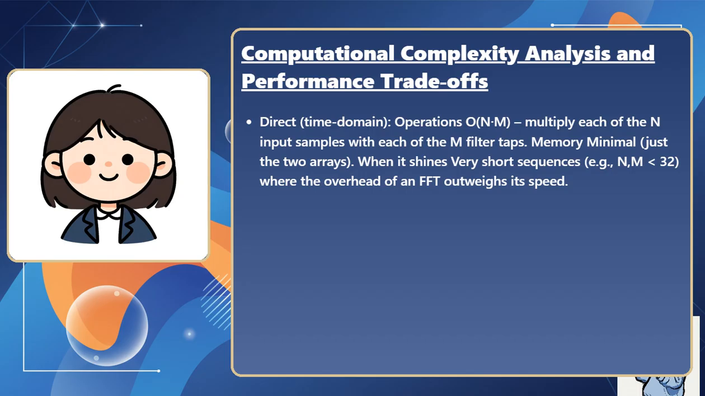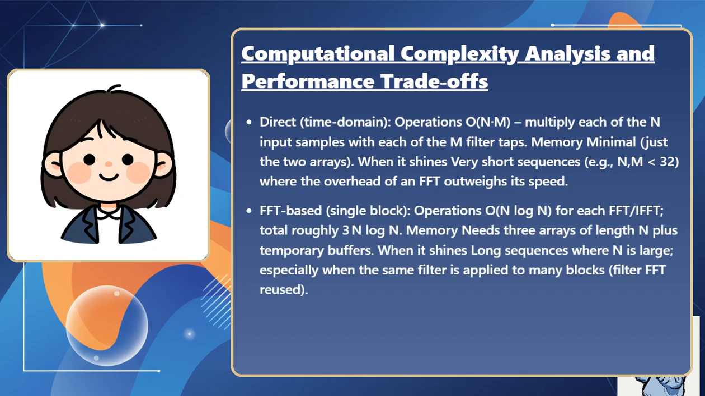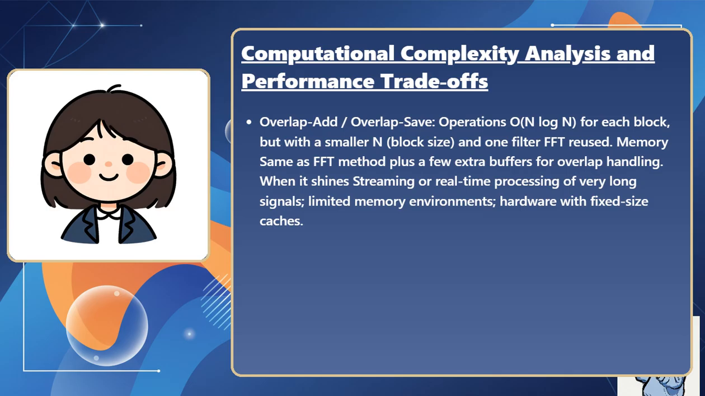FFT-based single block operations: big O of n log n for each FFT or IFFT, total roughly 3 n log n. Memory: needs 3 arrays of length n plus temporary buffers. When it shines: long sequences where n is large, especially when the same filter is applied to many blocks, filter FFT reused. Overlap add or overlap save operations: big O of n log n for each block, but with a smaller n block size, and one filter FFT reused. Memory: same as the FFT method plus a few extra buffers for overlap handling.